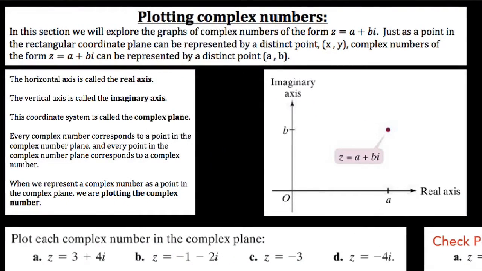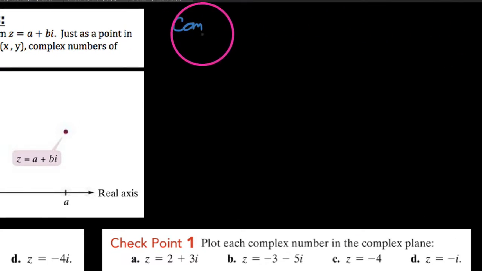Okay, YouTube, in this module of videos, we're going to be focusing on complex numbers and plotting complex numbers in the complex number plane, now that we've considered polar coordinates. And so let's go ahead and start by refreshing our memories here.